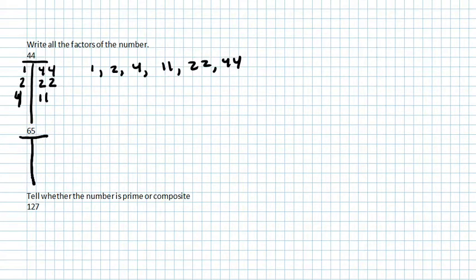Again, I'm going to make a factor T. 1 and 65 work. Now if I use my divisibility rules, it doesn't end in an even number, so 2 won't work. If I add 6 and 5, I get 11. That means 3 won't work. 4 won't work. But 5 works because it ends in 5. 5 goes into there 13 times. And then the rest of the numbers don't work. So my factors are 1, 5, 13, and 65.